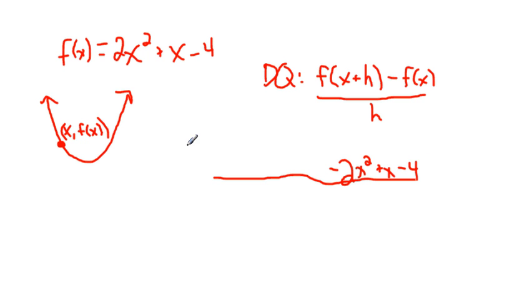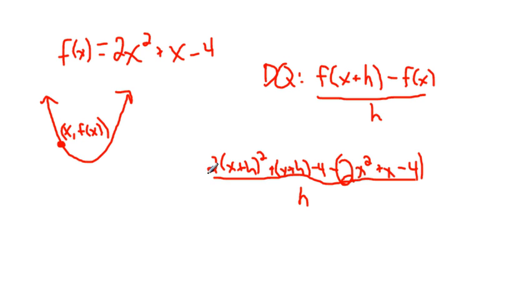And then f of x plus h is f of x, but everywhere you see an x, you put an x plus h. So it's going to be 2 times x plus h squared plus x plus h minus 4. And it's minus f of x, so all of this is being subtracted, not just the 2x squared, so we've got to be careful there. And then all over h. I'm really sorry about my penmanship here so far. Try to clean it up in a second.